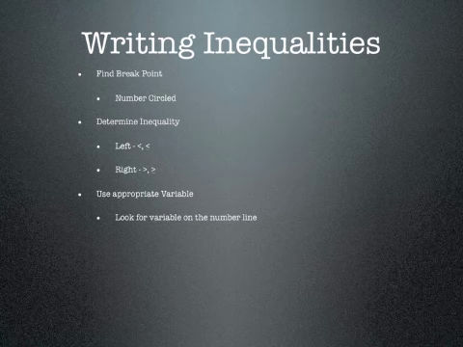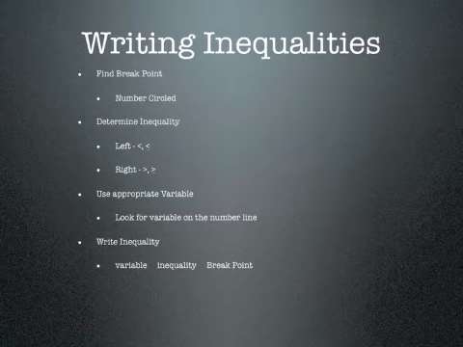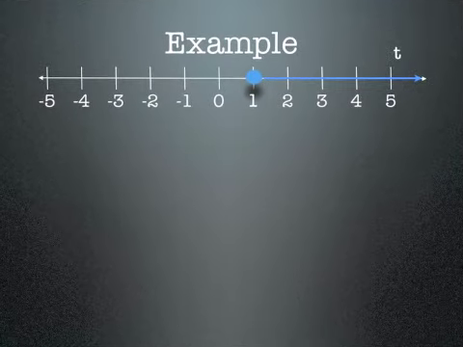And then we're just going to use an appropriate variable, and that's whatever variable is attached to the number line. Once we have that information, we can write our inequality by putting the variable, whichever inequality we need, and then our circled number.